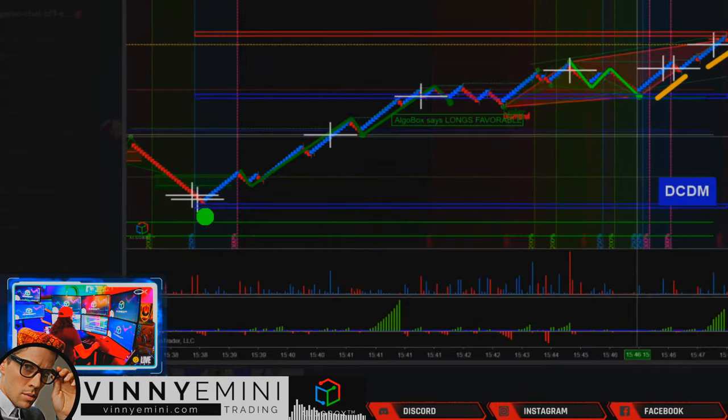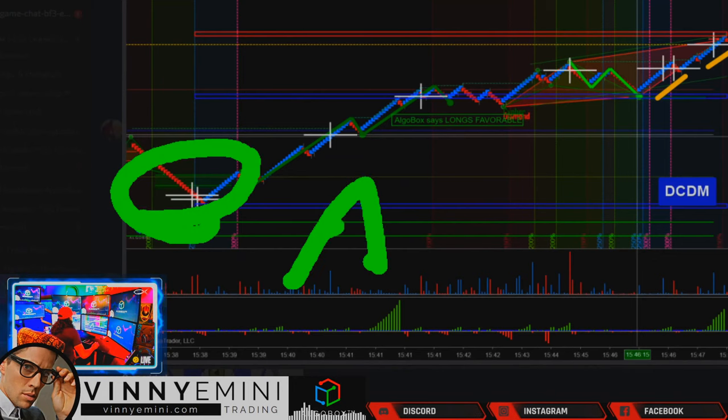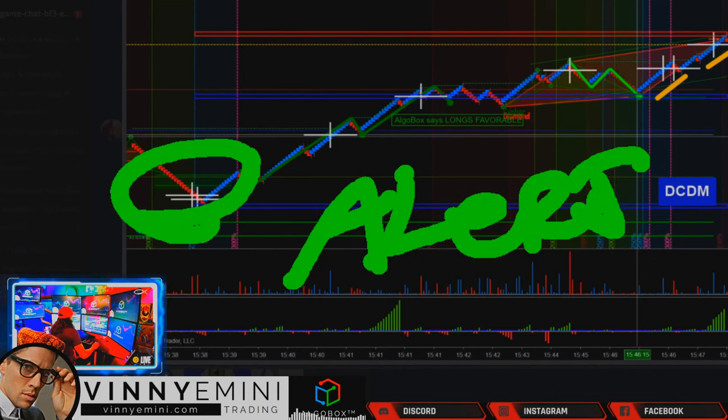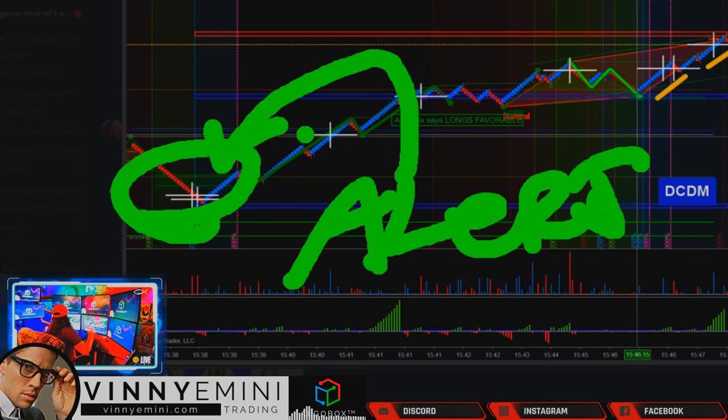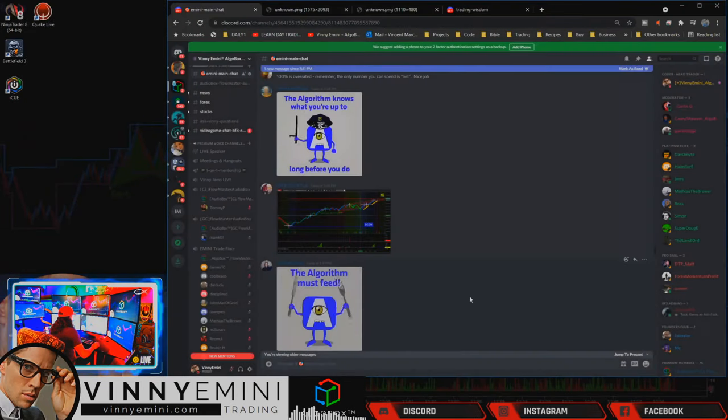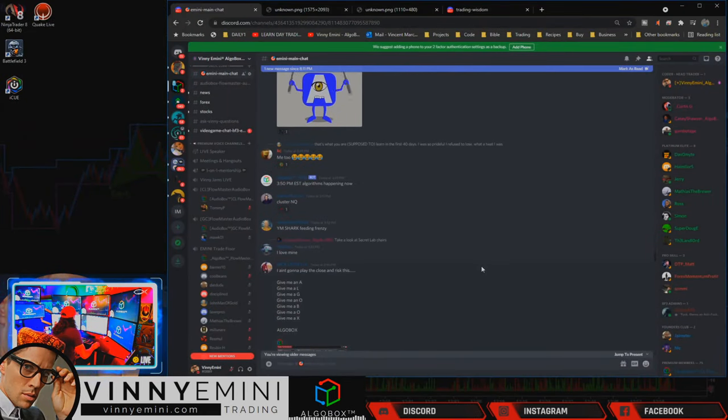And of course, don't forget one of our newest features. Now we've got an alert for the double crosses. So as a double cross shows up, you can put an audio alert on that to tell you what instrument and what time frame that's coming in on as well.